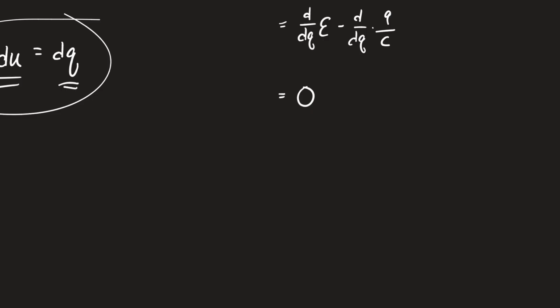C also does not change with respect to the charge. It's the capacitance. It's a physical property of the device. As it is a constant, it passes outwards, outside the derivative.